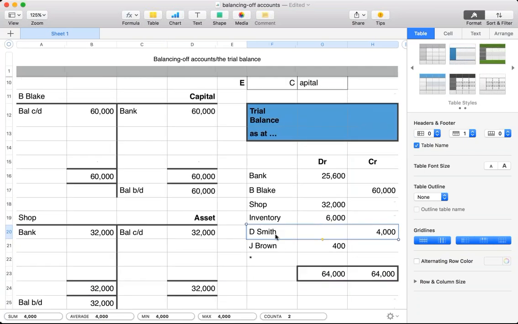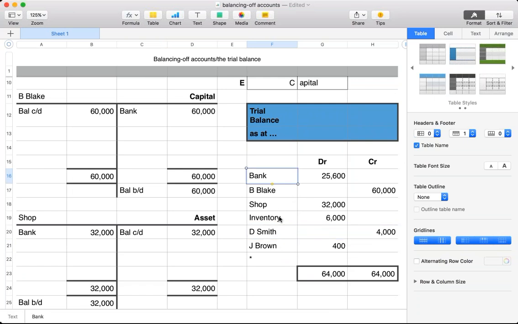But yeah, absolutely. So I'll just quickly run through again. The bank account's pretty obvious what it is. It's a debit balance, so there's money there. B. Blake is the proprietor of the business. That's his capital account. The shop is an asset. The inventory is an asset. D. Smith is indeed a creditor. D. Smith is a liability because we owe money to D. Smith. And J. Brown is a debtor. It's a debit balance, and it's a debtor of the business, so it's an asset. So okay, hopefully that does help.